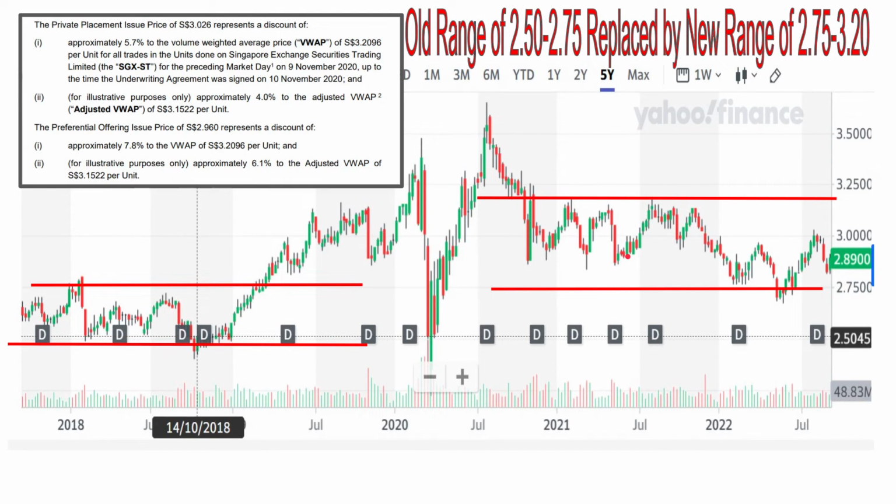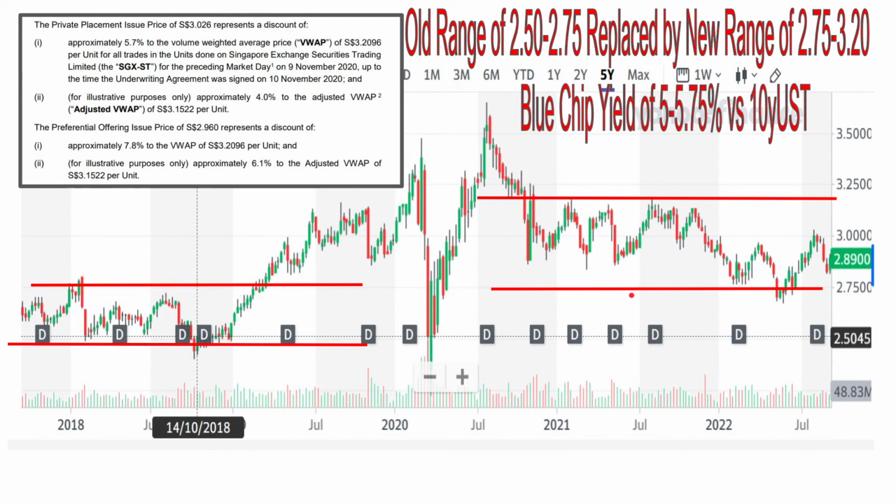So I think this is the conclusion for this REIT actually. Very well behaved. The old range of 2.5 to 2.75 is now replaced by the 2.75 to 3.2 area. And this 2.75 area is one very key level to watch from all charts so far. Whether or not it breaks, whether or not it supports, it's going to be very key. But I think this makes a lot of sense from a fundamental perspective.